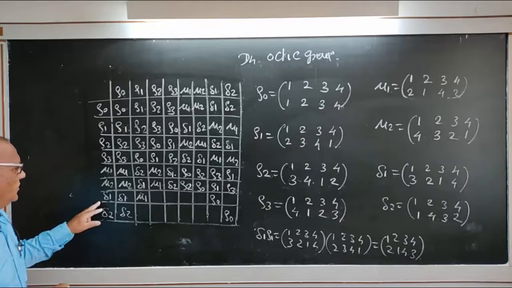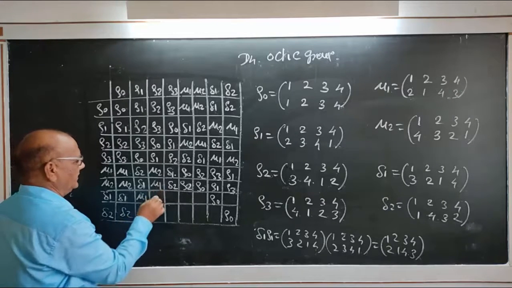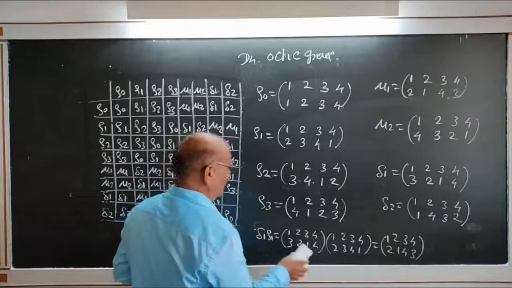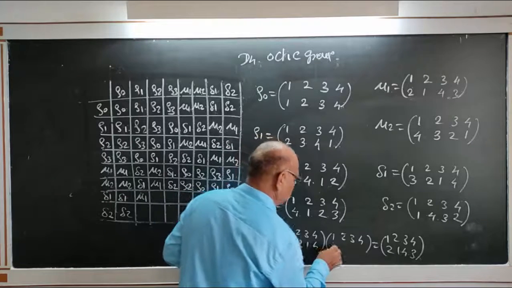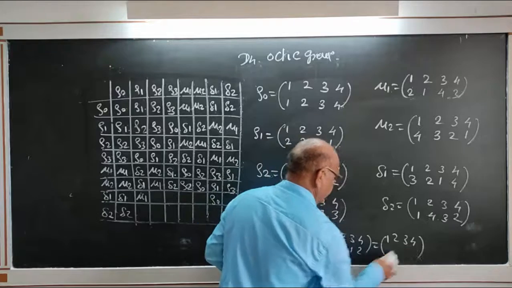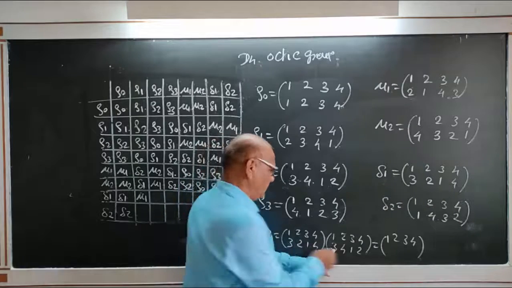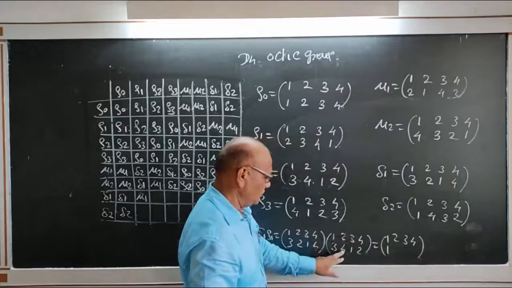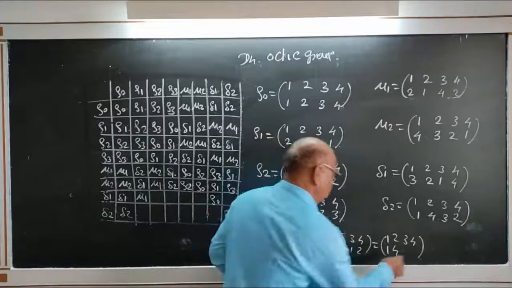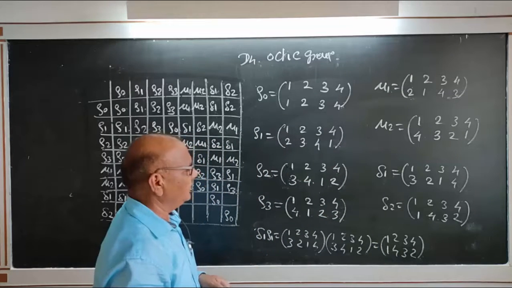Now, here delta 1 into rho 2. Rho 2 is 3, 4, 1, 2. Here 1 goes to 3, here 3 goes to 1. 2 goes to 4, 4 goes to 4. 3 goes to 1, 1 goes to 3. That gives 1, 4, 3, 2.